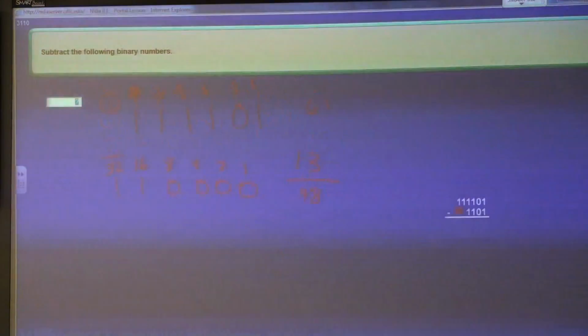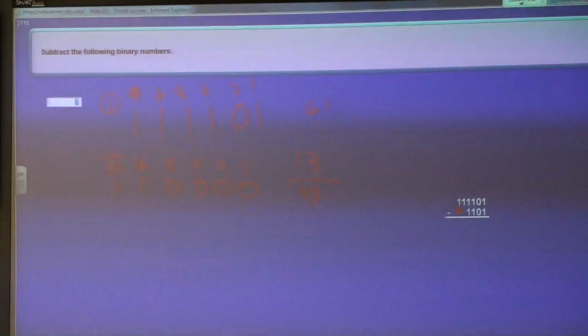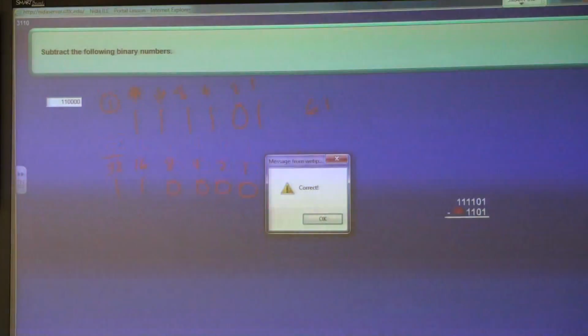Anyway, binary works so much better. So that's 1, 1. I hate it when I work it right and then work it wrong. 0, 0, 0, 0. Yay.